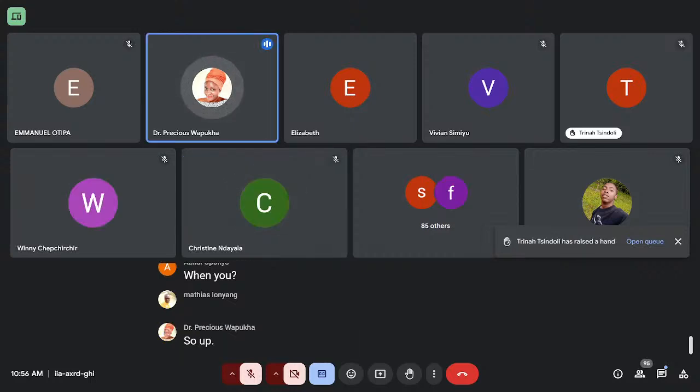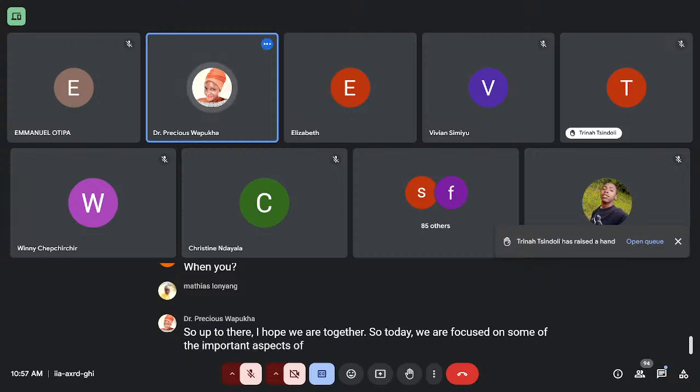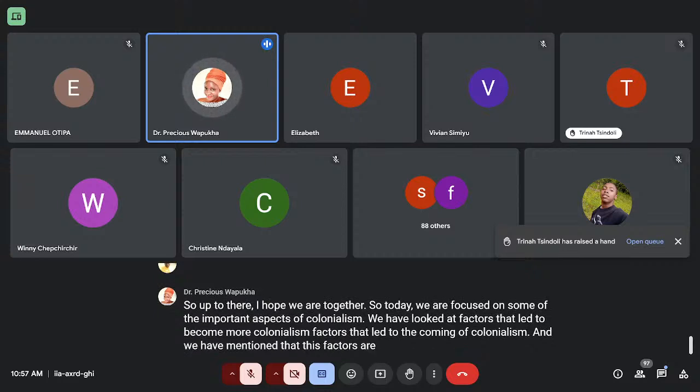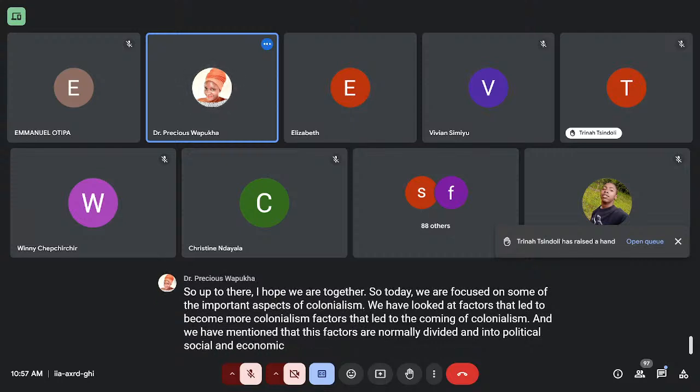So up to there, I hope we are together. Today we are focused on some of the important aspects of colonialism. We have looked at factors that led to the coming of colonialism, and we have mentioned that these factors are normally divided into political, social, and economic. But I've just decided to look at it generally.